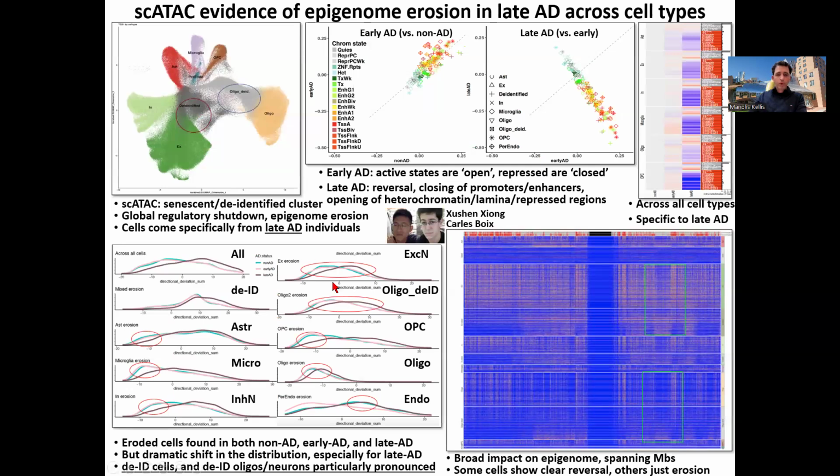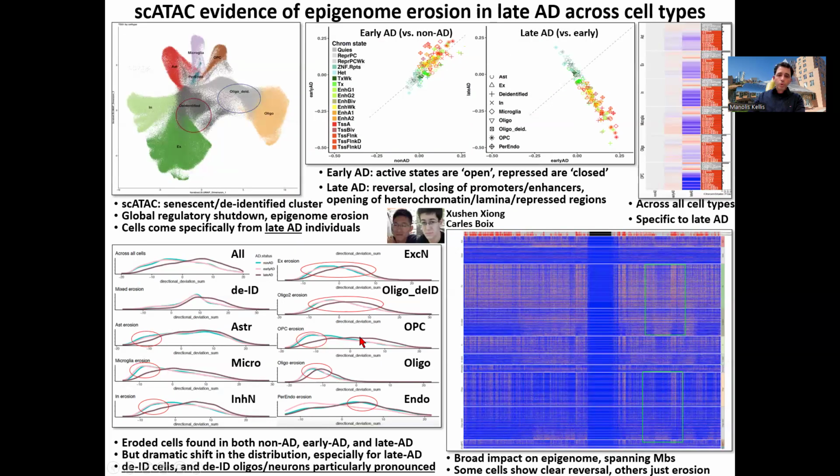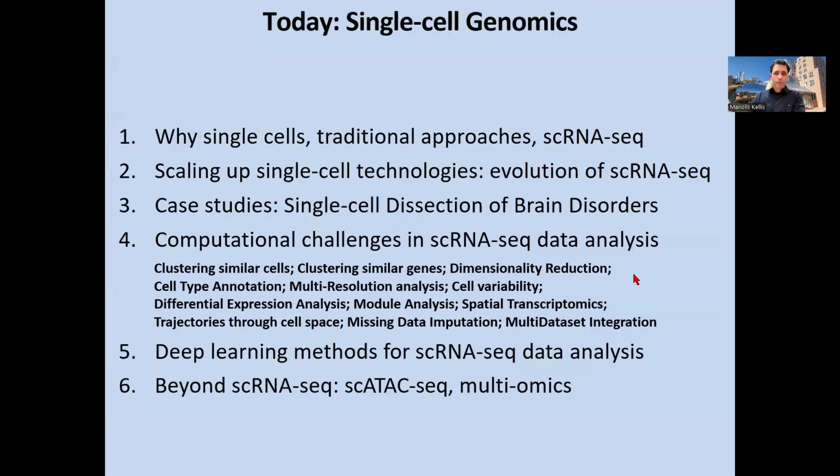What's really interesting is that those individuals that show more somatic mutations are also the ones that are showing more epigenome erosion. And that's basically when the entire global epigenome is just flattening out instead of having clear active regions and clear repressed regions. It's sort of diffusing out.